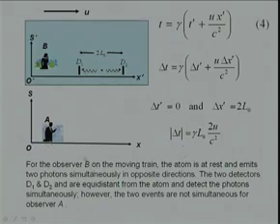So, for the observer B on the moving train, the atom is at rest and emits two photons simultaneously in opposite directions. The two detectors D1 and D2 are equidistant from the atom and detect the photons simultaneously. However, the two events are not simultaneous for the observer A. So, this is also a consequence of Lorentz transformation.